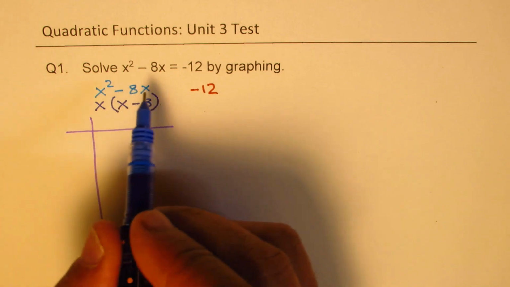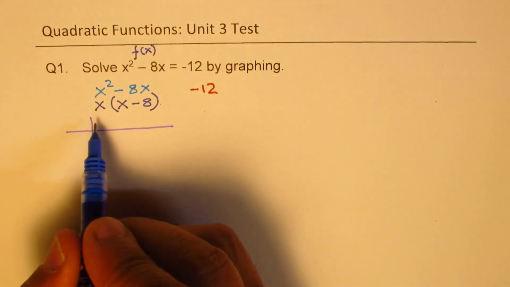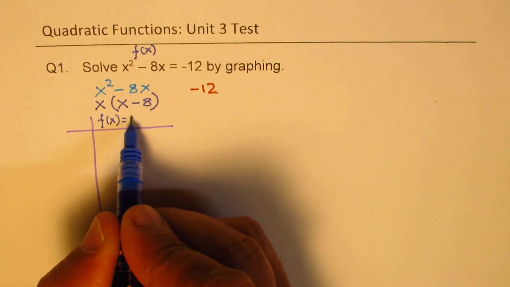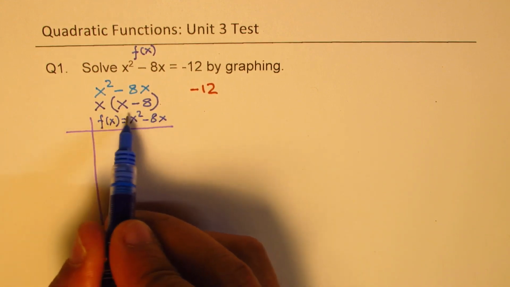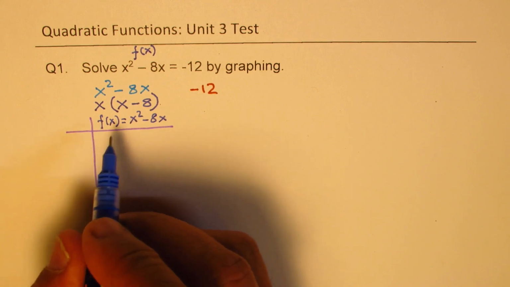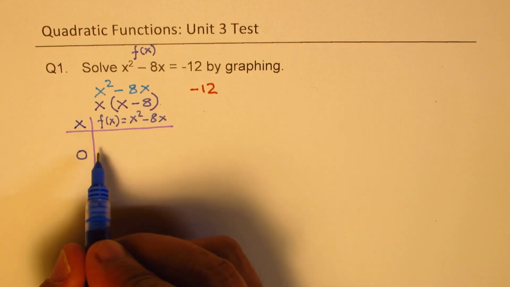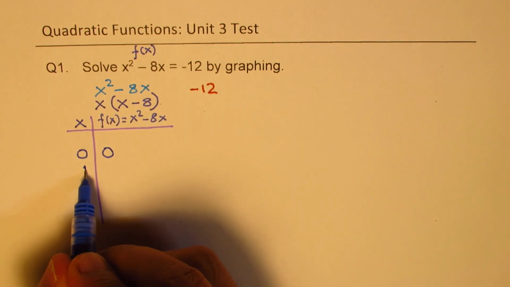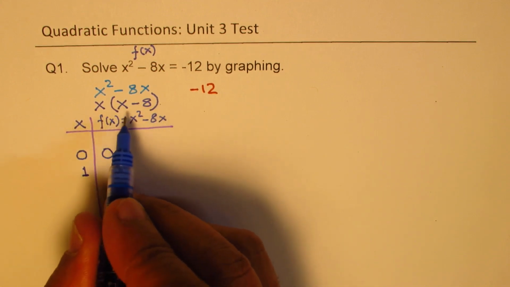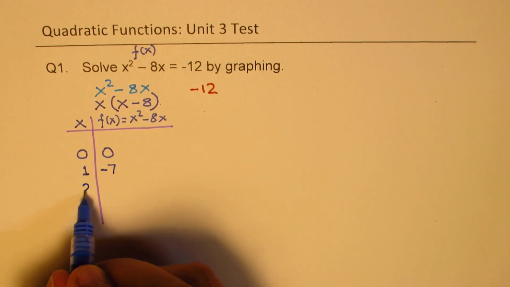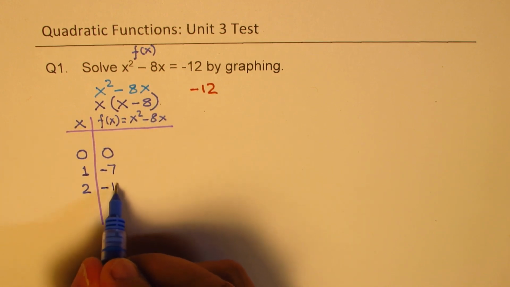So let's call this the function f of x. We are saying f of x is equal to x squared minus 8x. So I will substitute different values of x to calculate this, right? So if I write x equals to 0, for example, these are x values. Substituting 0, we get 0, right? If I write 1, then what do I get? So 1 times minus 7, right? So we get minus 7. If I write 2, so we get 2 times minus 6, which is minus 12.